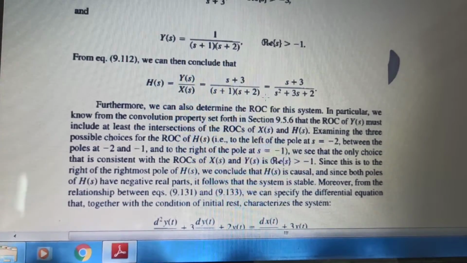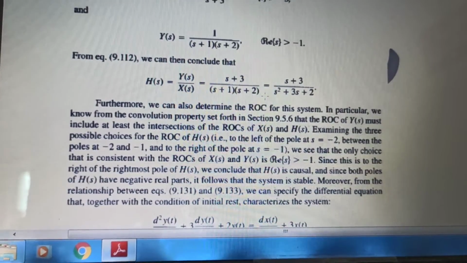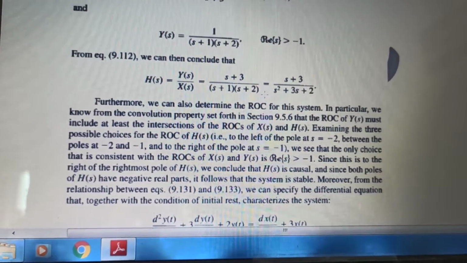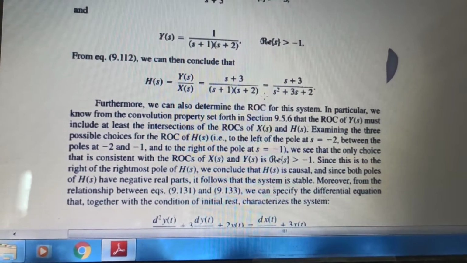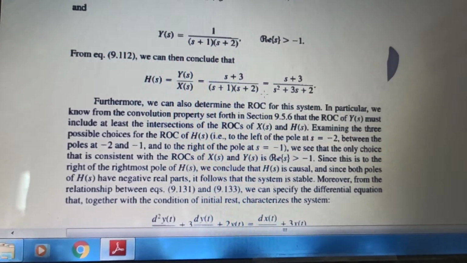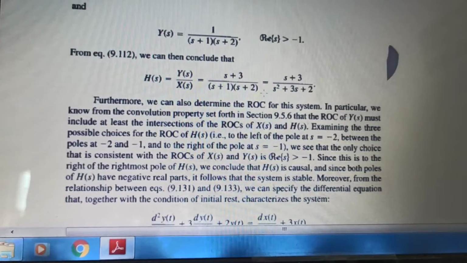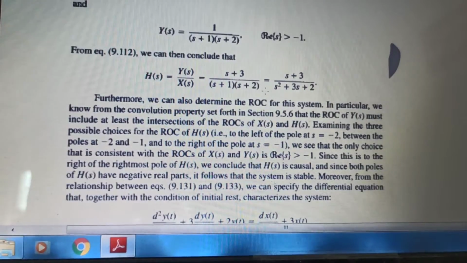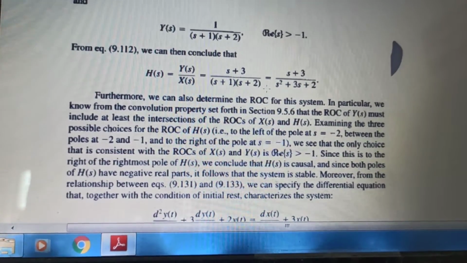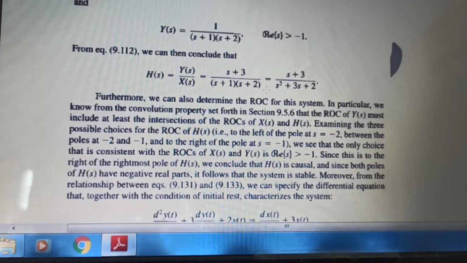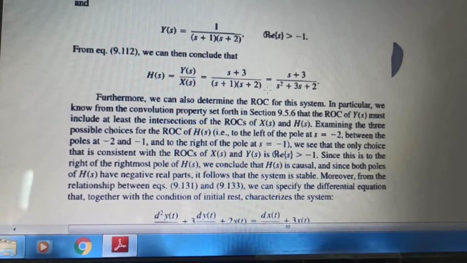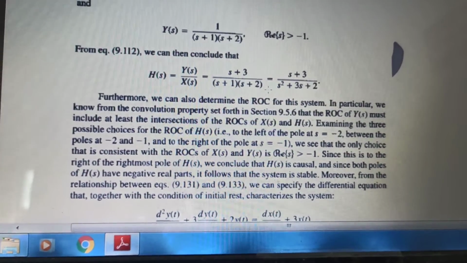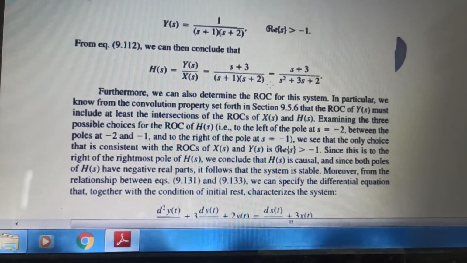So now what will be the ROC? Okay, so the ROC has three options. First, it can be left of the pole at s equals -2, it can be right of the pole at s equals -1, and it can be between -1 and -2. So the only choice that is consistent is that the real part of s should be greater than -1, because H(s) is causal. It is given that H(s) is causal. So for a causal system, the ROC should lie to the right of the rightmost pole. Also both the poles are negative, so the system is stable.